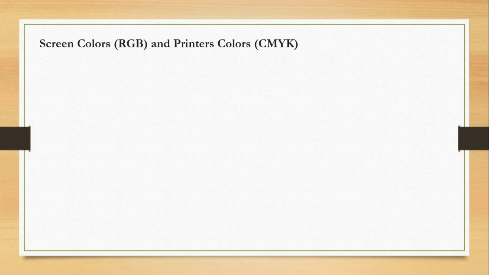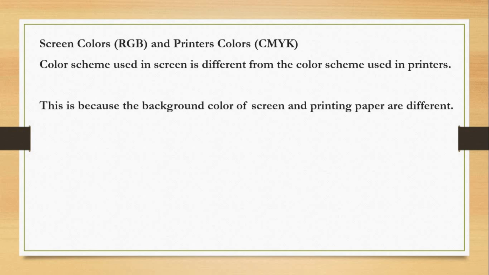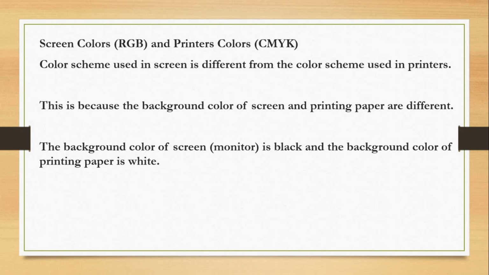The color scheme used in screen is RGB and the color scheme used in printer is CMYK. Why is the color scheme used in screen different from the color scheme used in printers? This is because the background color of screen and printing paper are different. The background color of screen is black and the background color of printing paper is white.